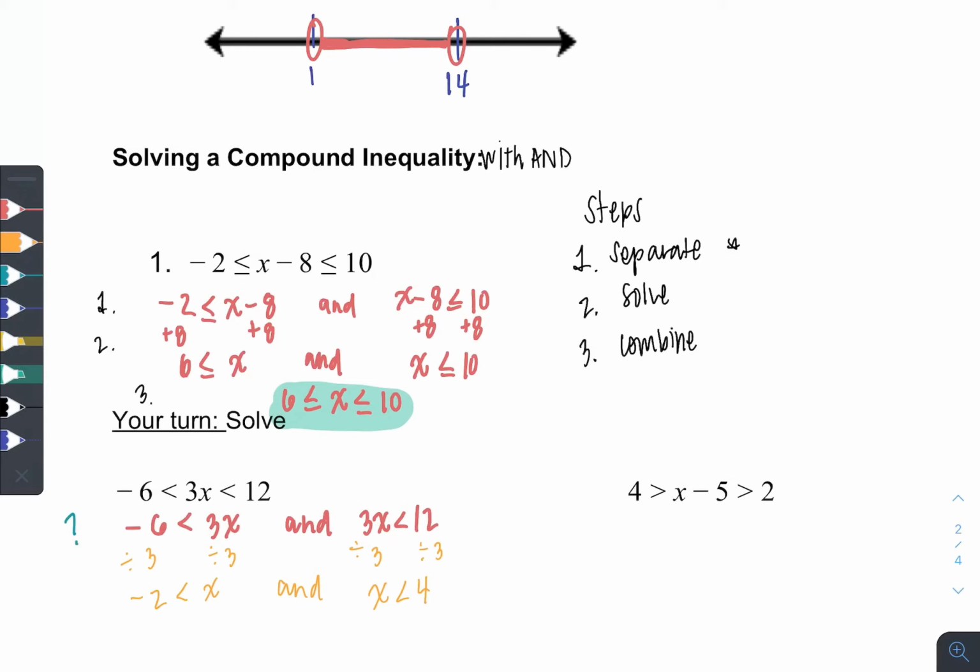And then step 3, we have to combine it. So we get negative 2 is less than x. I write it in pink. I don't like this yellow very much. Negative 2 is less than x is less than 4.